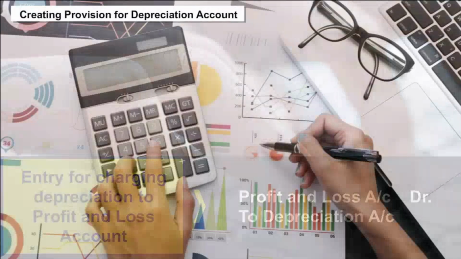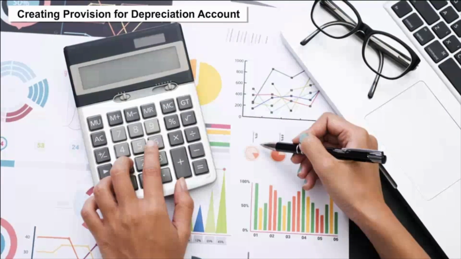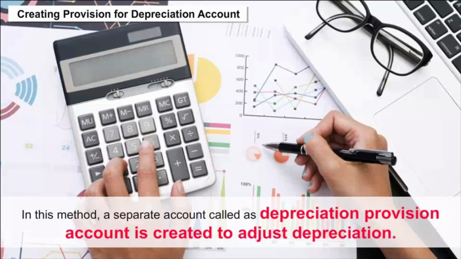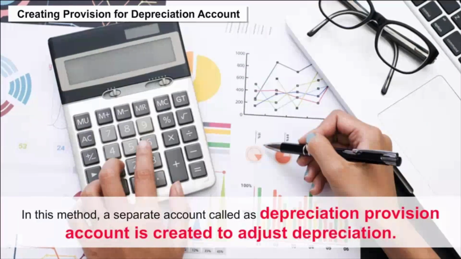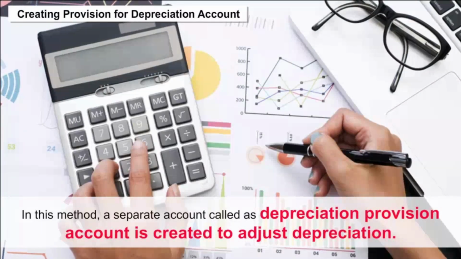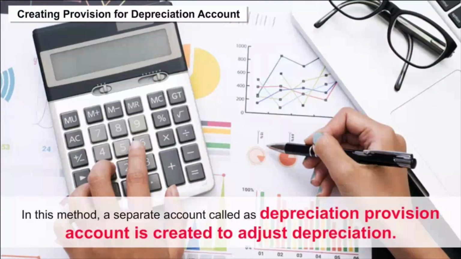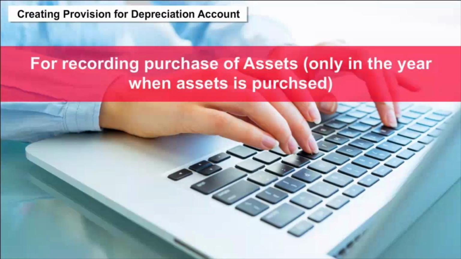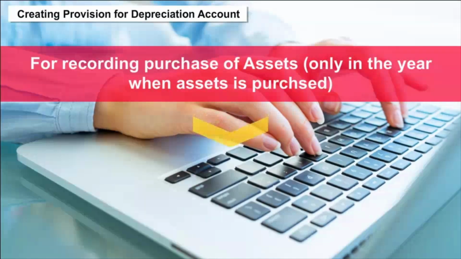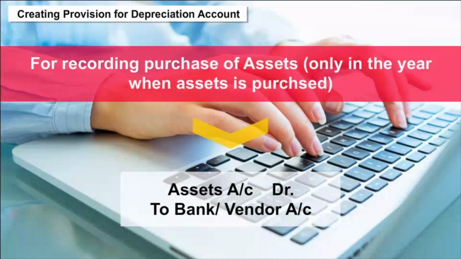Creating provision for depreciation account. In this method, a separate account called depreciation provision account is created to adjust depreciation. The entries that would happen in the journal would be for recording purchase of assets only in the year when assets is purchased, assets account debit to bank or vendor account.